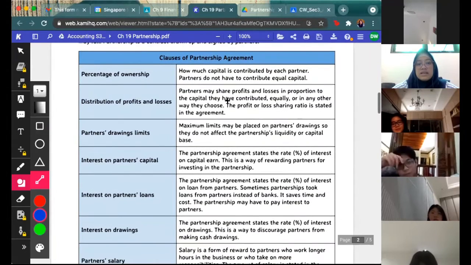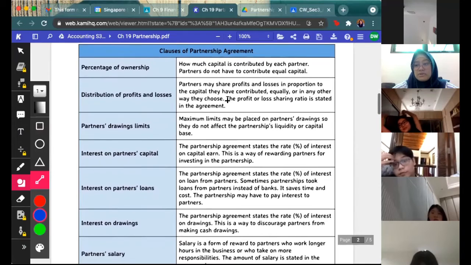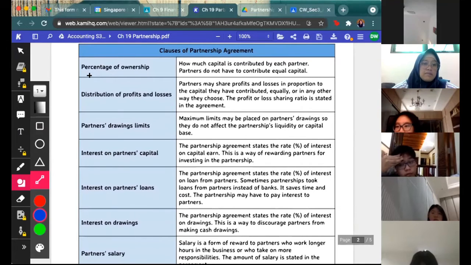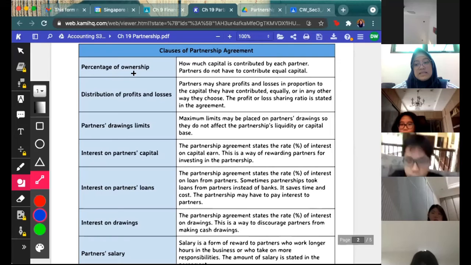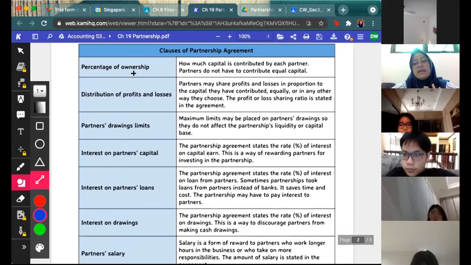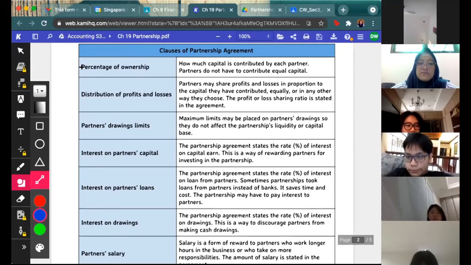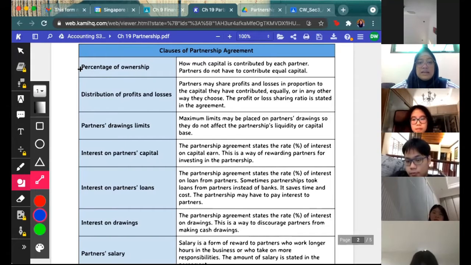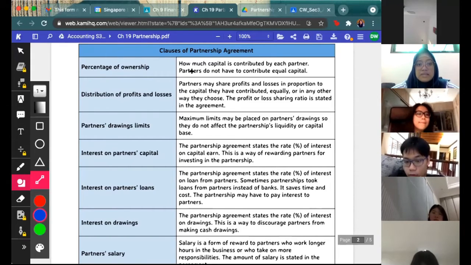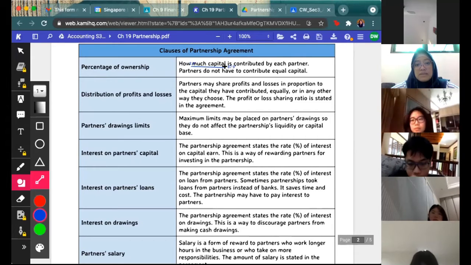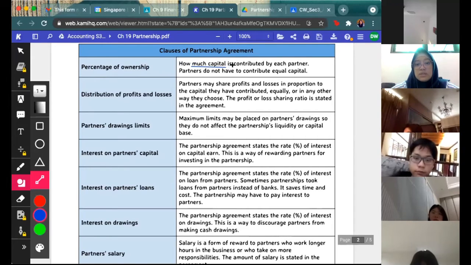So clauses that are usually inside the partnership agreements are: number one, percentage of ownership. Okay, let's talk about our first example. Isis, Daniela, and who's the other one? Angel. So all three of them must have the percentage of ownership stated in the partnership agreement. It shows how much capital is contributed by each partner.